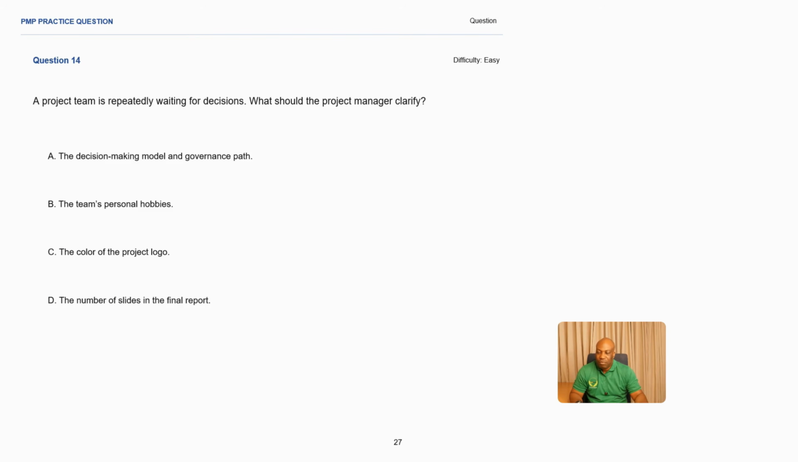All right. Practice question number 14. A project team is repeatedly waiting for decisions. What should the project manager clarify? A project team is repeatedly waiting for decisions, which means they're not able to make decisions. So let us go through the answers now. The decision-making model and the governance path. Makes sense. What should you clarify here as a project manager? That is the question. Our problem statement is the team is repeatedly waiting for decisions.